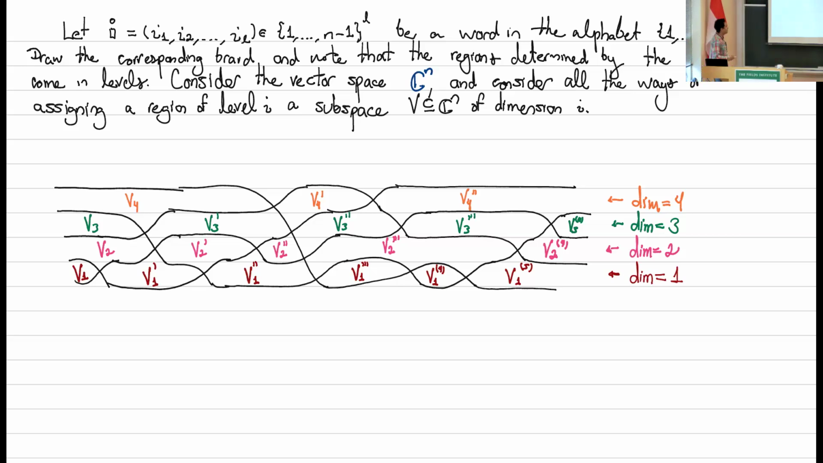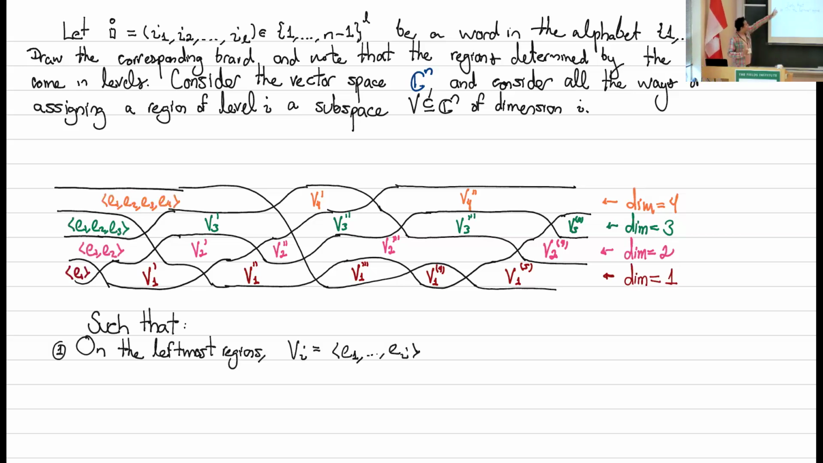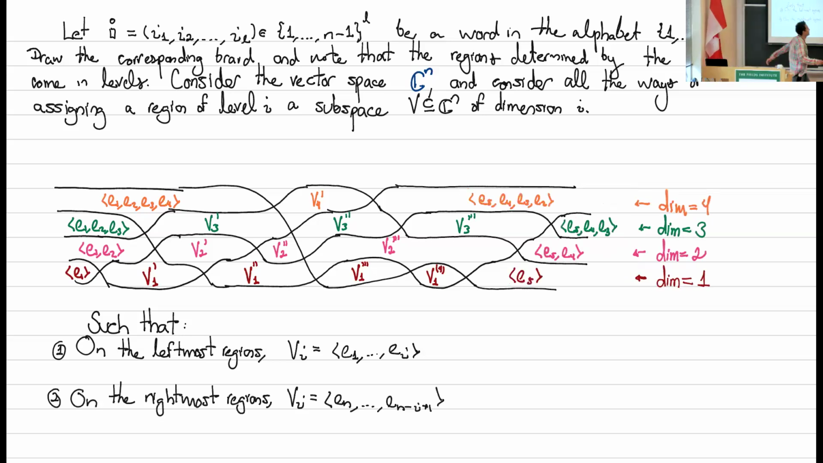So I will do the following. On the left-hand side regions, I will put the spaces generated by E1, then E1, E2, then E1, E2, E3, and so on, where I take the standard canonical basis of C^n. Okay. Then on the right-hand side, I will also put the standard basis, but read in the opposite order: En, then En, En minus 1, and so on.